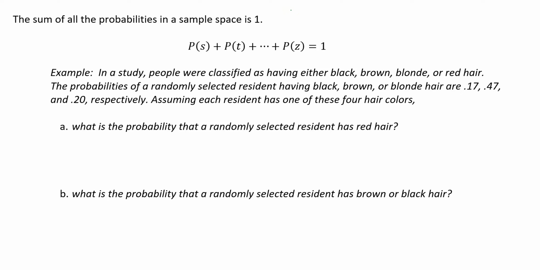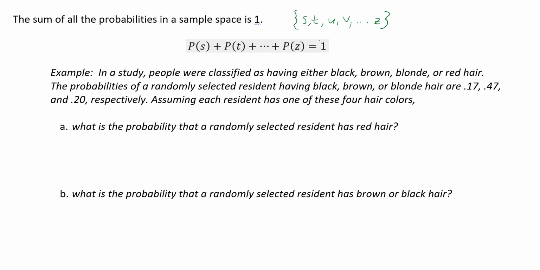Now, the sum of all the probabilities in a sample space is 1. So if I had a sample space that could be described as S, T, U, V, and so on, all the way until Z, if that's my sample space, then the probability of each individual element, when you add each of them together, equals 1.